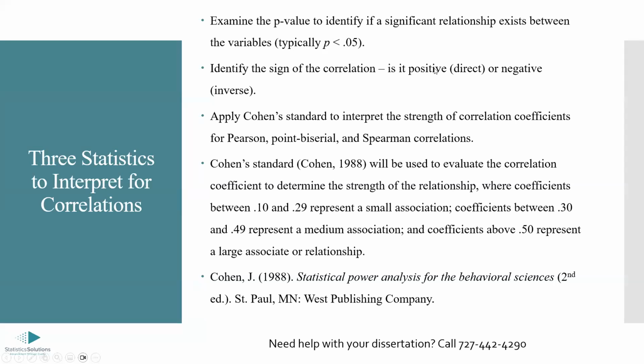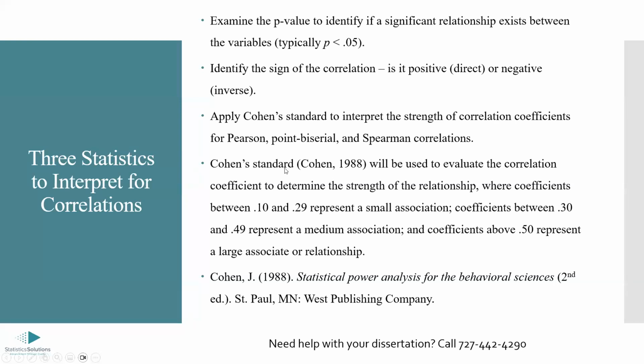If it's a positive correlation coefficient, this indicates a direct association. So as one variable increases, the second variable also tends to increase. If it's a negative or inverse association, that means as one variable increases, the second variable tends to decrease. The third thing you want to interpret is the magnitude. So what is the strength of the correlation coefficient?